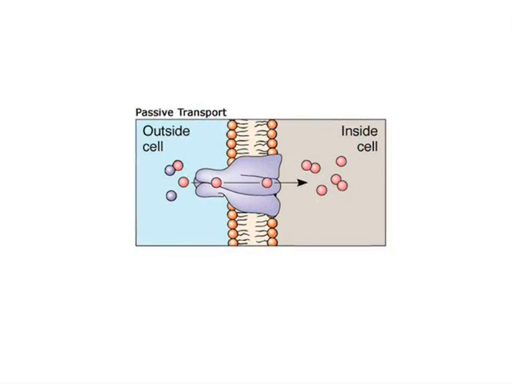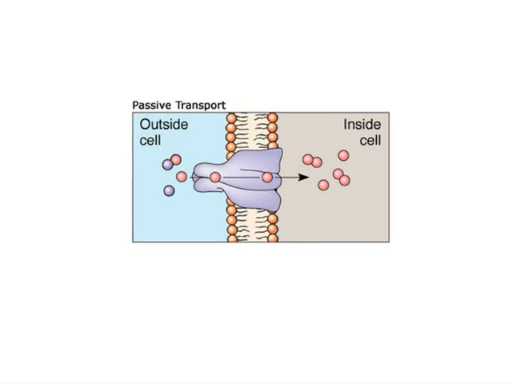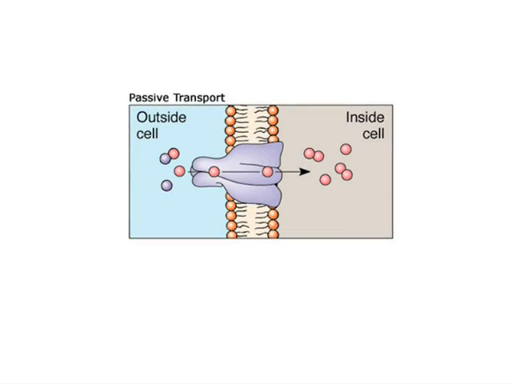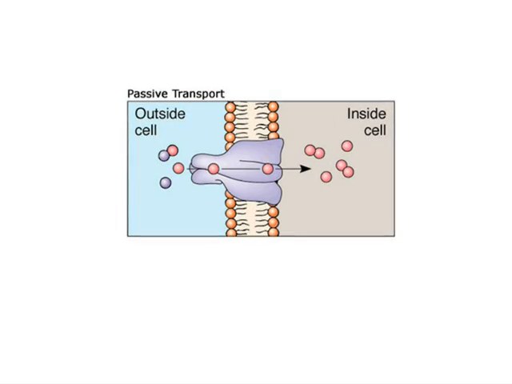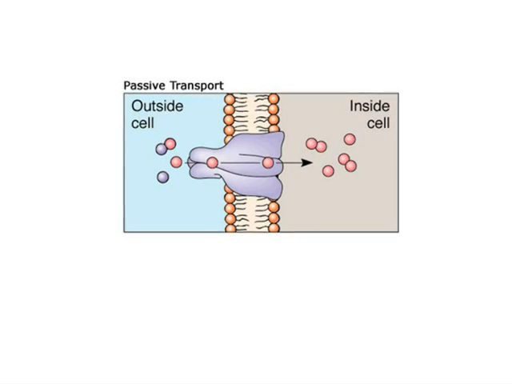The cell membrane is semi-permeable, meaning it allows only certain materials to pass through, and certain materials cannot pass through. One form of transport is passive. Passive transport requires no energy from the cell. The molecules flow from high concentrations to low concentrations.